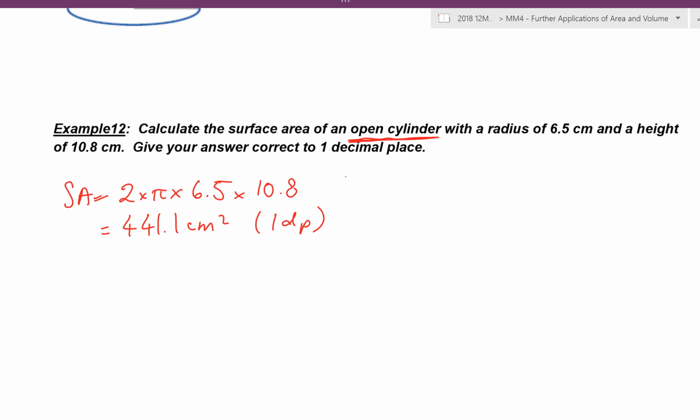So that is the surface area of a cylinder, open or closed. 2 pi r squared plus 2 pi r h for a closed cylinder, and simply 2 pi r h for an open cylinder.